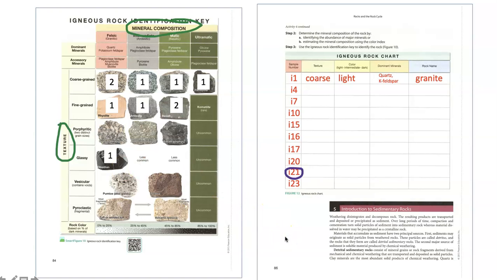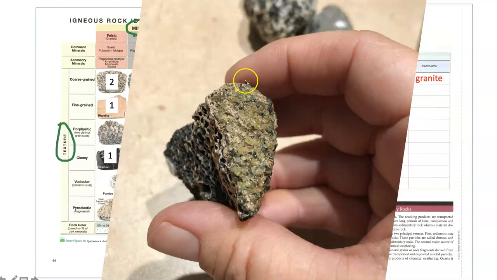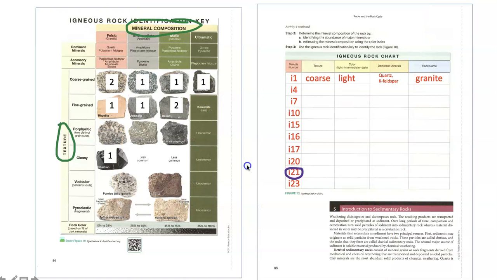So let's go ahead and do another one. Let's do I-21. This was the one I showed you that had the green crystals. This part back here is actually a basalt, but we're not going to name that part. We're going to look at these green crystals. So first of all, definitely they're coarse-grained because we can see the minerals. So we're going to put coarse.